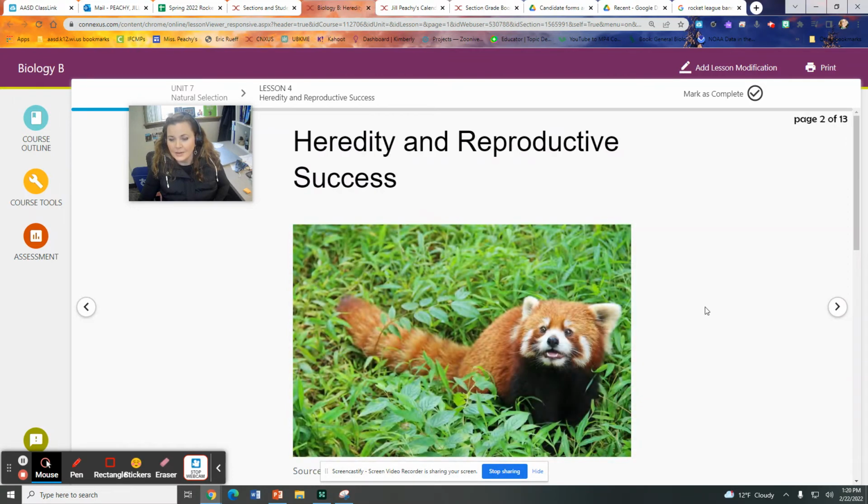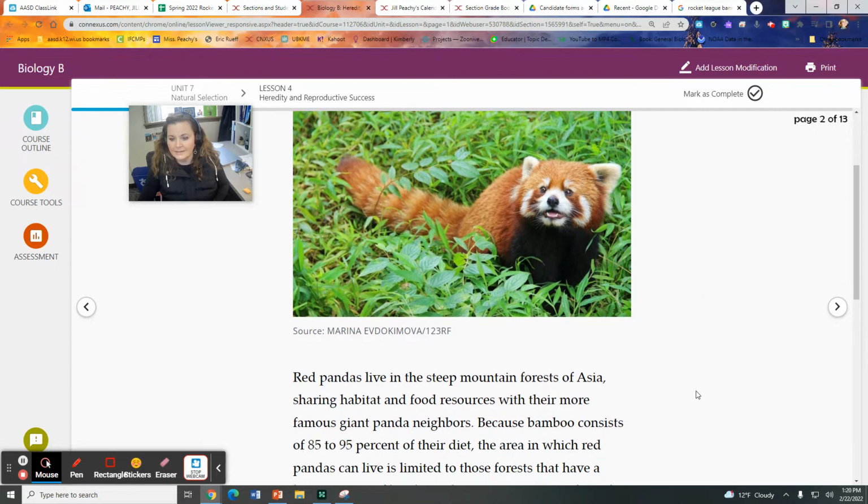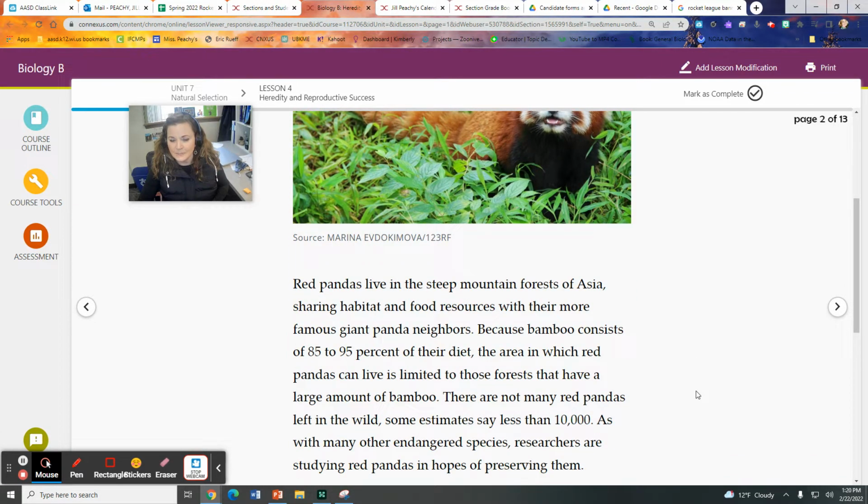All right, so here's a little cutie. This is a red panda. Isn't it cute? Oh, adorable. They live in the steep mountain forests of Asia, and they eat lots of bamboo. They share resources with their neighbors, the famous giant panda, the black and white panda, right?